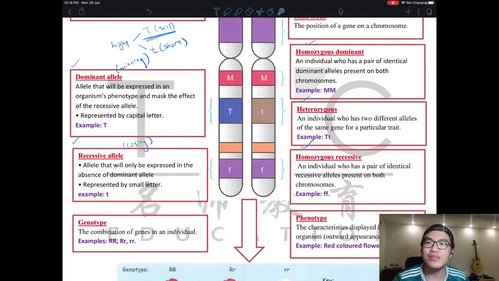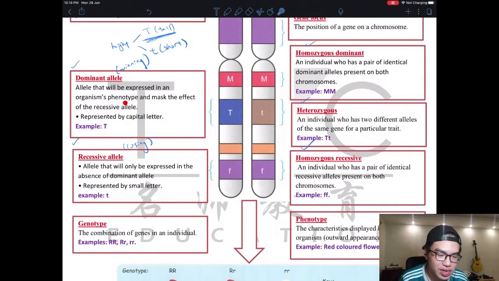Let's say your dad gives you a short gene, your mom gives you a short gene. There's no dominant here, no winning guy here, then of course you will be short. If there's one winning guy, no matter one or two, you will still be tall. If you have one big T or two big T's, you will still be tall. So it's represented by a small letter. What is phenotype here? I'll mention that later.